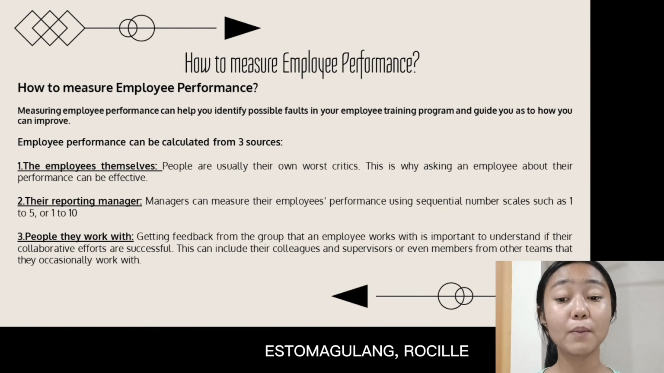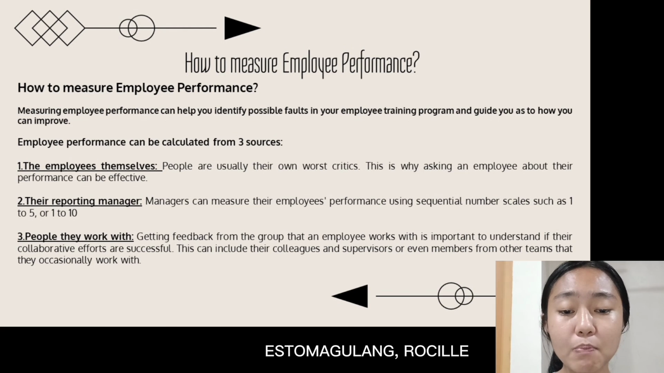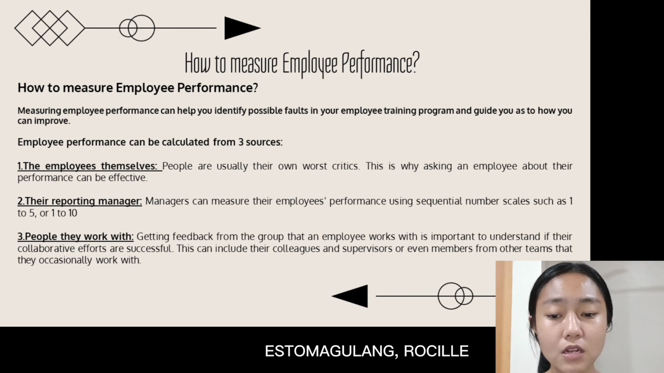How to measure employee performance. Measuring how well your employees do their jobs can help organizations find any flaws in their training programs and show how to fix them. Employee performance can be measured from three sources. The first one is the employees themselves. Most of the time, people are their own critics. This is why it can be useful to ask an employee about their work.